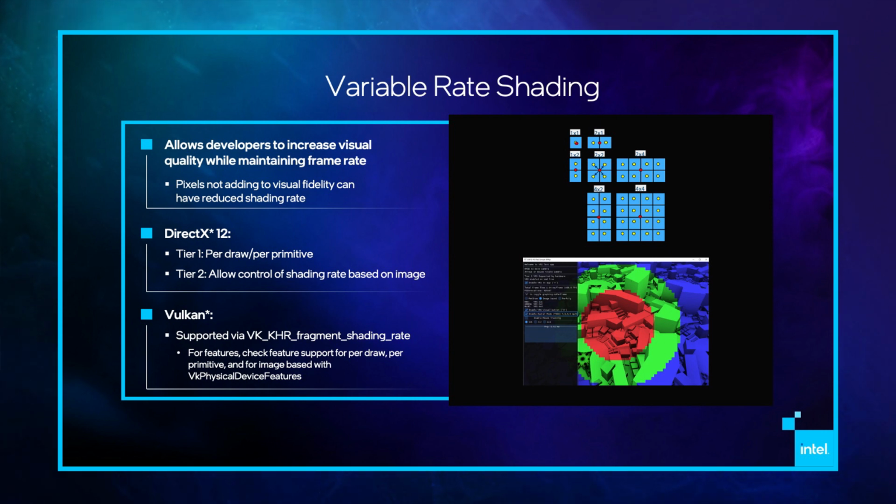In Vulkan, this is supported via the fragment shading rate extension. If the extension is available, you will need to check for feature support for per draw, per primitive, and image-based support, based upon the needs of your game. VK physical device features can be used to probe for support. With this in mind, it may make sense to experiment with different shading rates, especially if you are pushing for higher resolutions, since this can reduce the pixel shading rate and thus the number of pixel shaders invoked. Always check to see if the visual quality meets your expectations and the aesthetics you're aiming for in your game.